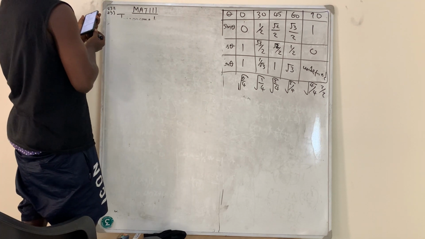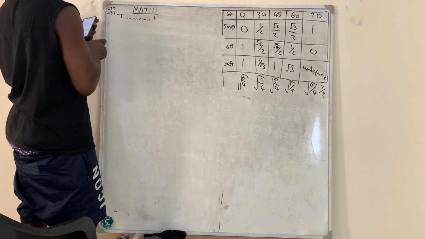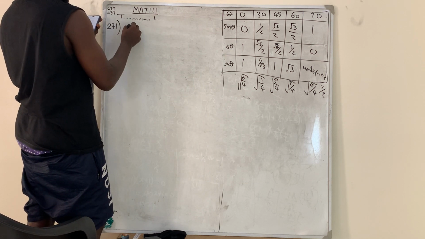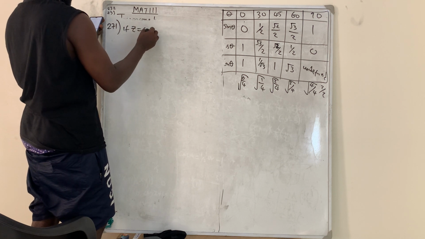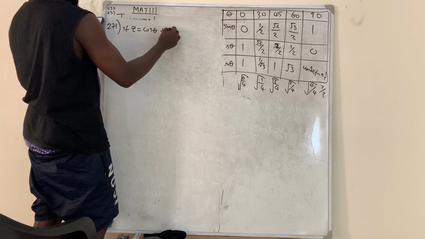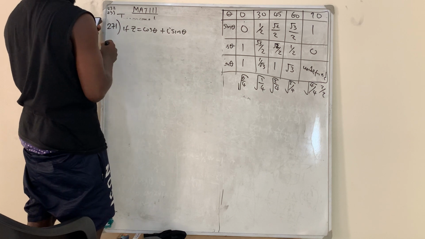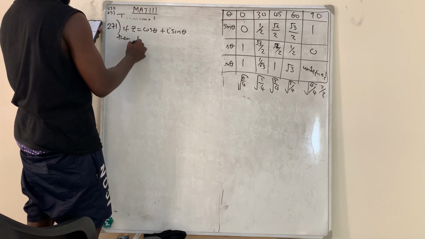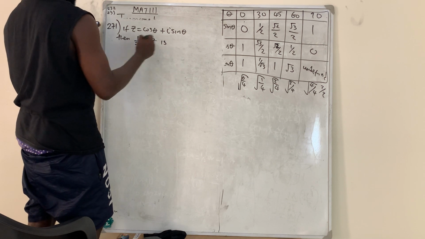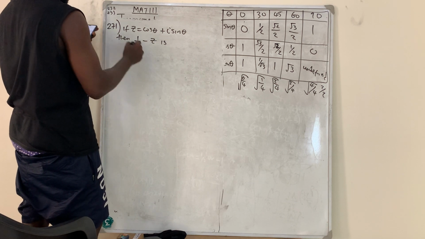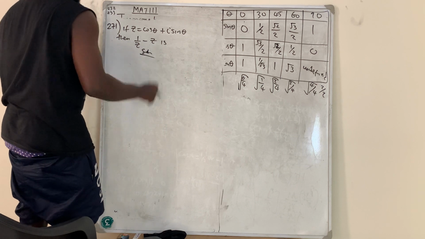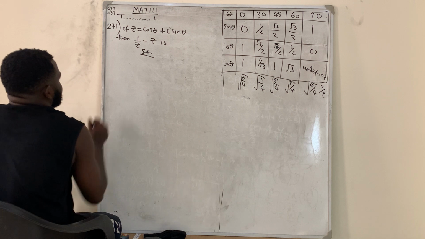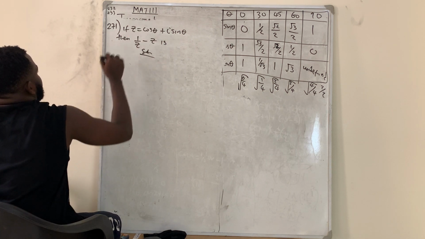So we move to the next question, which is question number 271. Question 271 says: if z is equal to cos theta plus i sine theta, this is a complex number, then 1 over z minus z is? Solution. Now, 1 over z means the inverse of this.